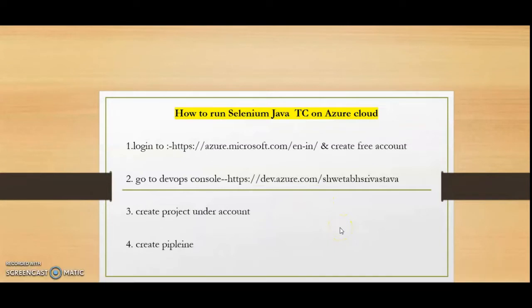First, we are going to see how we can log into azure.microsoft.com and create a new fresh account. After that, we will go to the Azure DevOps console, which is dev.azure.com, and under this account, we can create a new project. Once we create a new project under this account, we will see how we can create a pipeline under that project. So let's get started, guys.